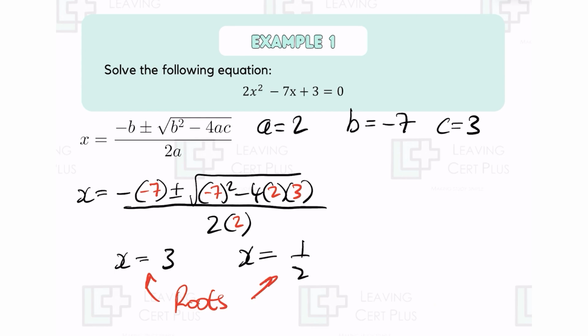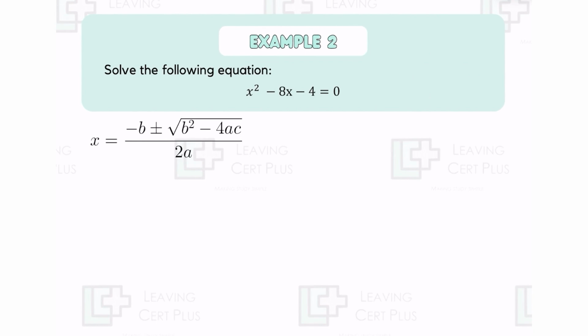Let's try another example. So in this question, again, we're asked to solve the equation. I'm going to solve this to a couple of decimal places this time, because I think this one works out as decimals. So I'll solve it to maybe 2 decimal places. So a is 1, b is minus 8, and c is minus 4. And remember, I'm going to go 2 decimal places in this question. They will tell you in the Leaving Cert what they want, but I'm going to go 2 decimal places for this question.